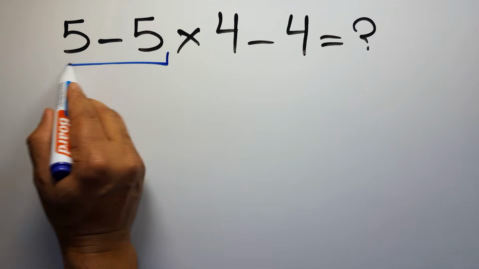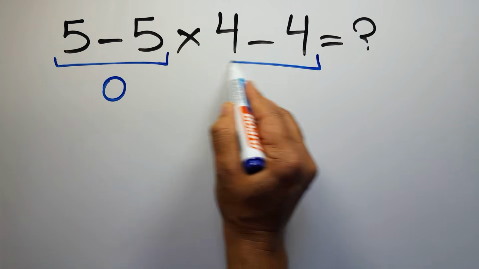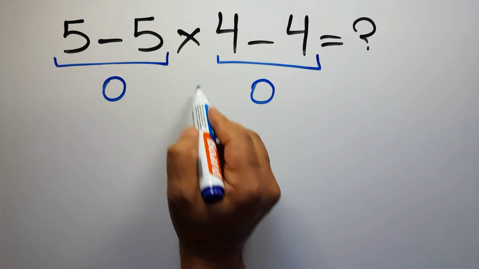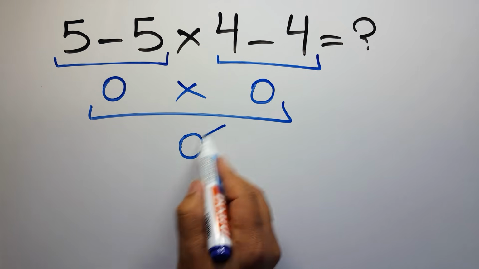5 minus 5 gives us 0. And here we have 4 minus 4, which again equals 0. So 0 times 0 is just 0. But this answer is not correct.